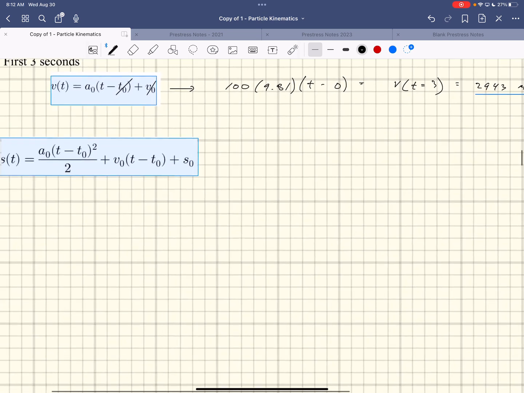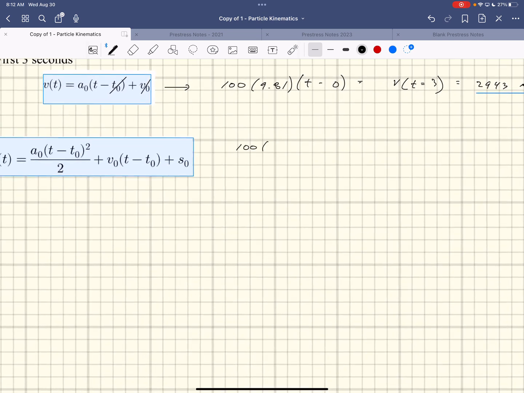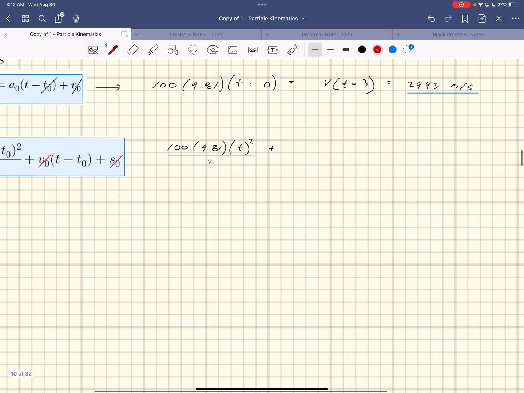Let's plug in all our knowns here. That's going to be 100 times 9.81 times T squared, T naught 0, over 2, plus V naught is 0. This V naught right here is 0, so I'm not going to even write that down. And S naught 0. And so this, you just put in your calculator.